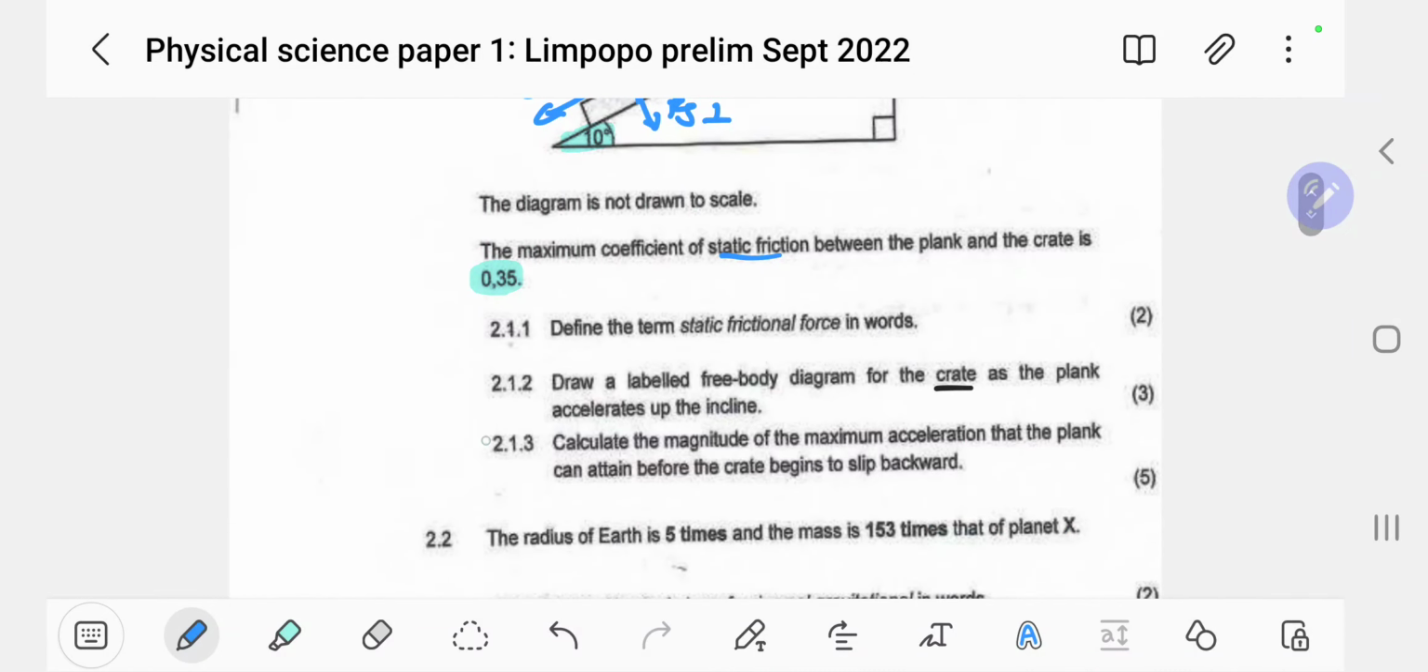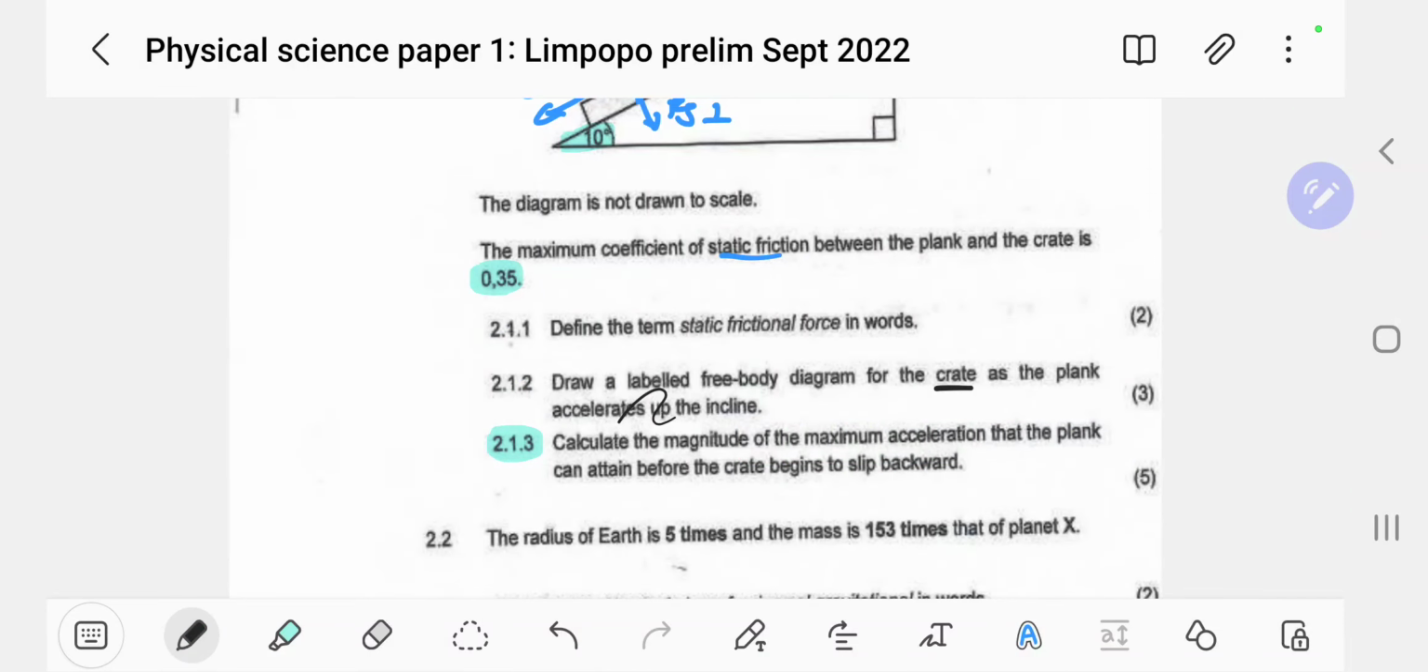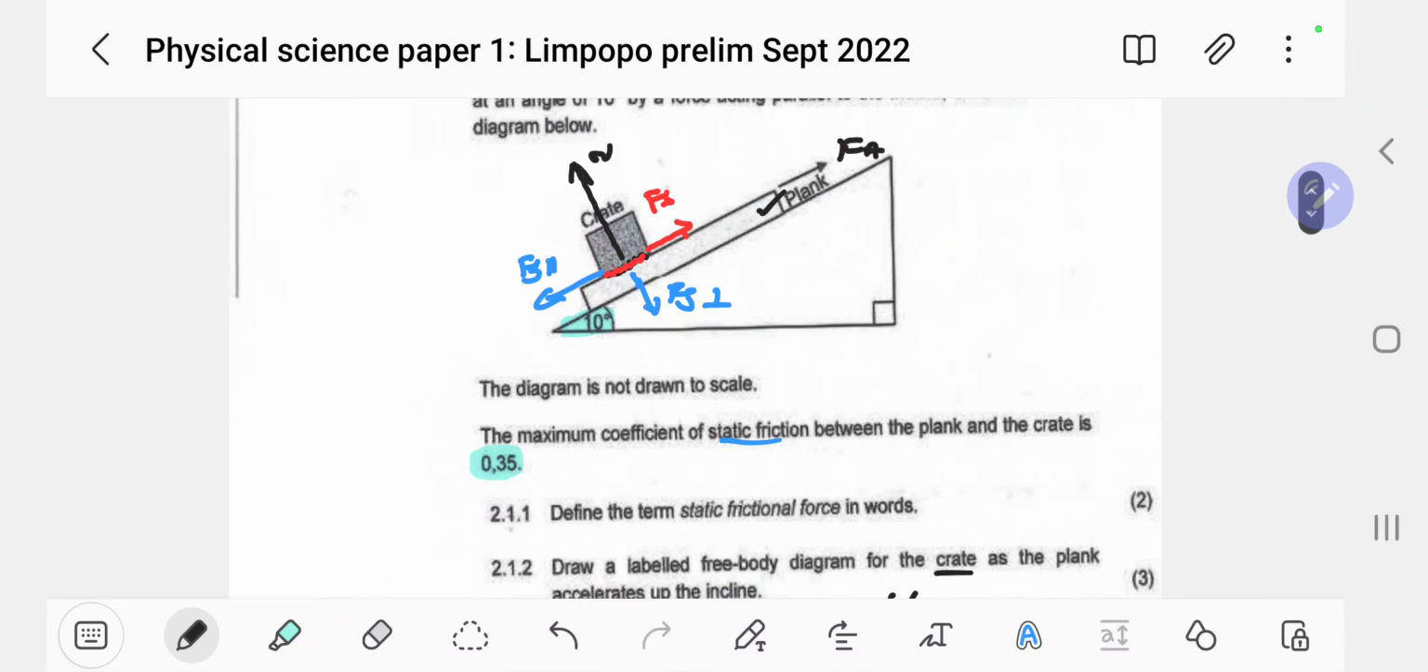It says now, big one, eh? That's a big one. This one wants a calculation. Calculate the magnitude of the maximum acceleration that the plank can attain before the crate begins to slip backward. Meaning, we want the acceleration that this plank can have such that this crate doesn't fall off the plank.